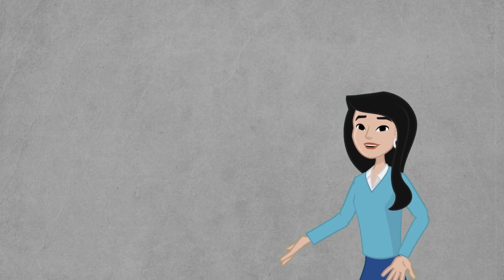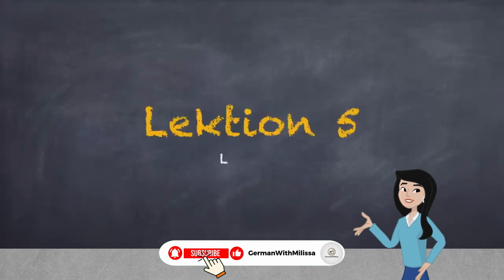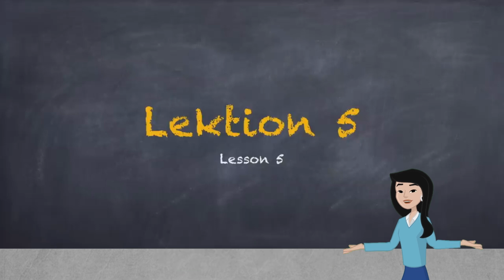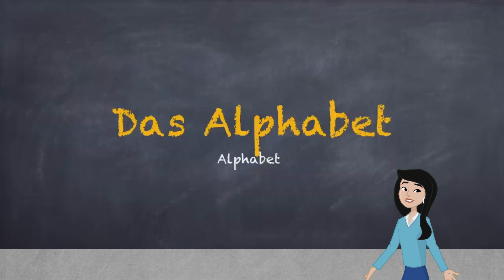In the previous lessons you learned numbers till 100. In this lesson you will learn the German alphabets. So let's begin. Lektion 5. Das Alphabet.